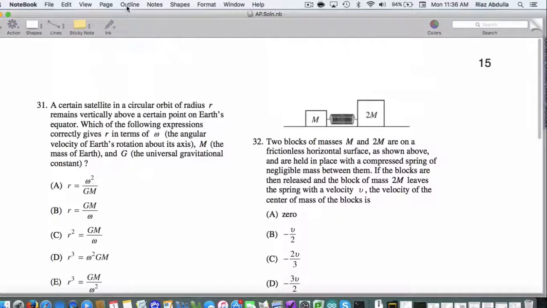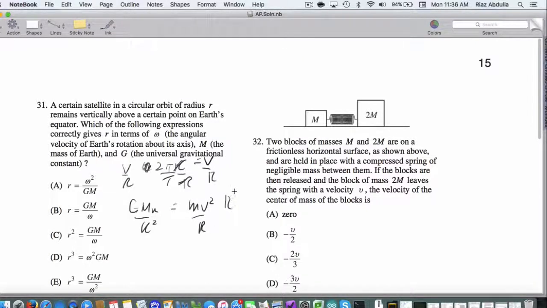So we want to know r in terms of omega, the angular velocity. Let's be clear on something. So v over r is omega, and for a planet we've got 2 pi r over T is v. So if we're going to get omega, let's just divide by r. So that means 2 pi over T is omega. So now keeping this in mind, GMm over r squared equals m v squared over r.